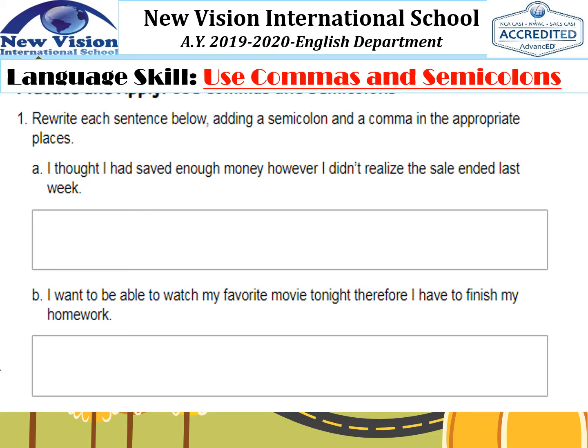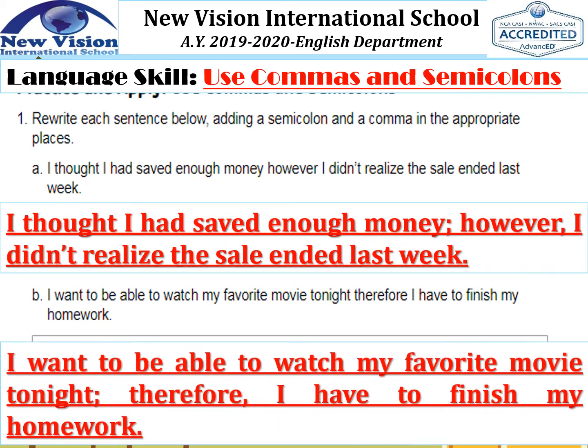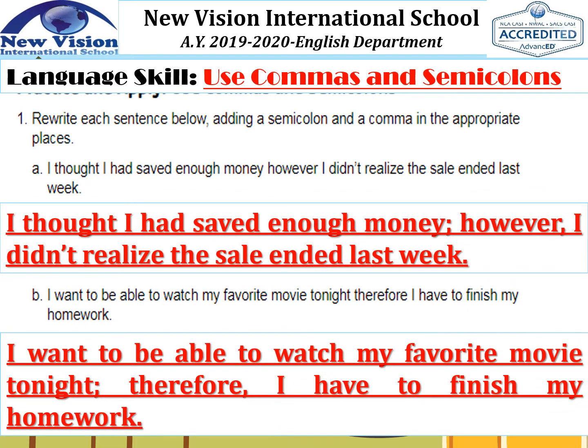And for letter B, I want to be able to watch my favorite movie tonight. Therefore, I have to finish my homework. Now, let us identify. What does this suggest? Okay, contrasting or connecting relationship. And we make use of the transitional word therefore. So let us put it. I want to be able to watch my favorite movie tonight, semicolon, transitional word therefore, and then comma, I have to finish my homework. Great work, students.